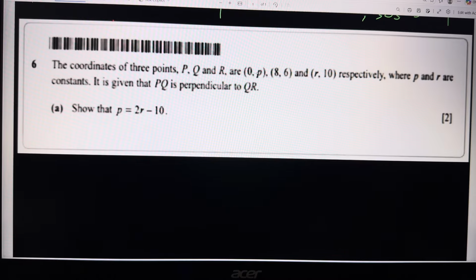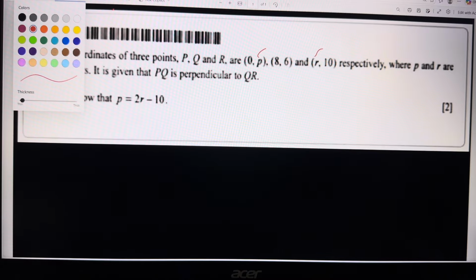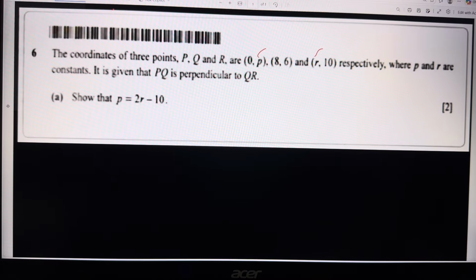The 3 points P, Q, R are this, this and this respectively, where p and r are constants. It is given that PQ is perpendicular to QR, so that p is equal to 2r minus 10. Alright, let's try to visualize this, okay? A reminder that always try to make a diagram to make it easy. So here it said PQR is this, so we can write P as 0 and p. Q is 8, 6 and R is r, 10.